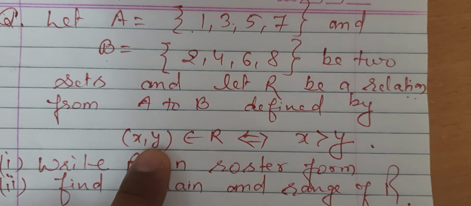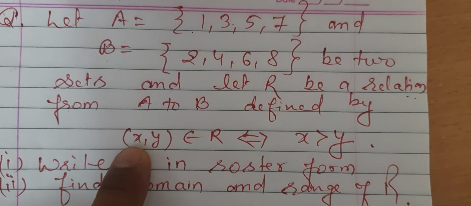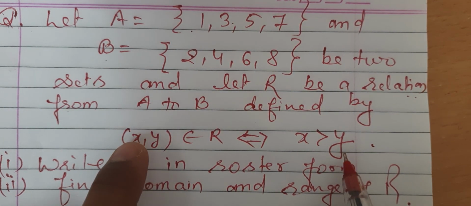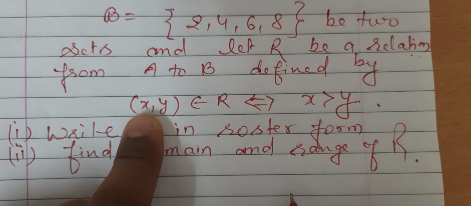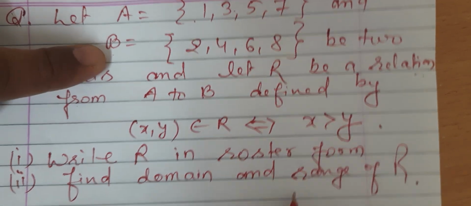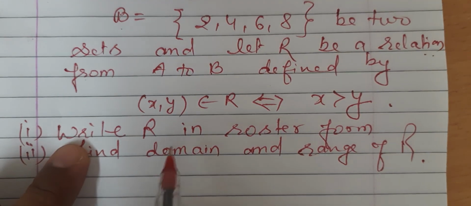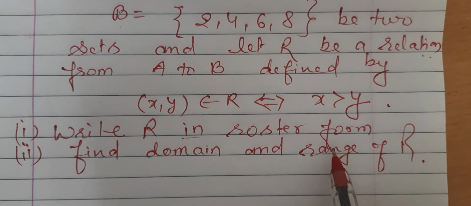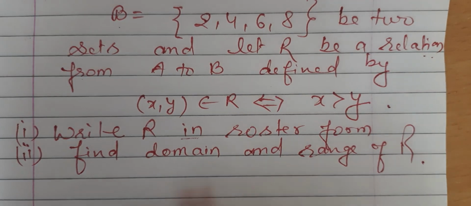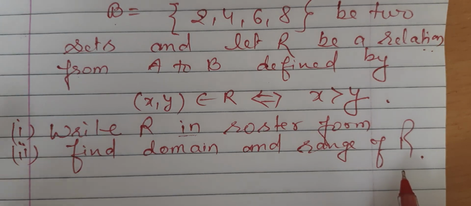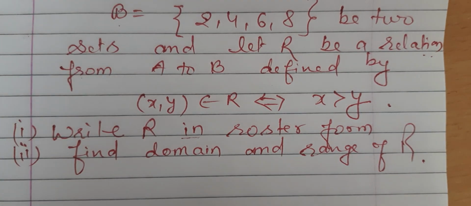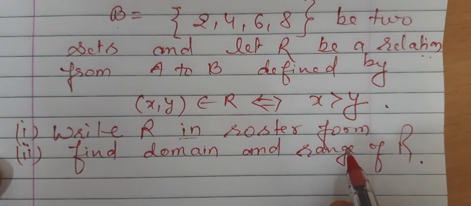So how are they related? This x should be greater than y, which means the first element should be greater than the second one. Okay, so what we have to do: we are given A and B, we have to write R in roster form, and after writing in roster form we have to find the domain and range of this relation R. So first we will write R in the roster form.